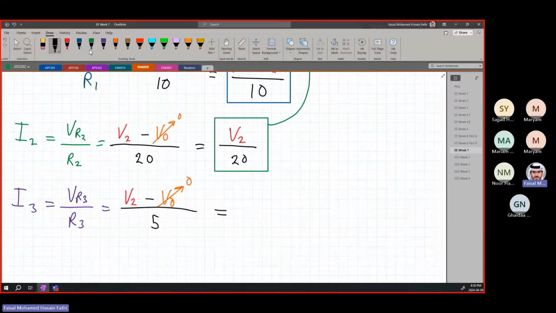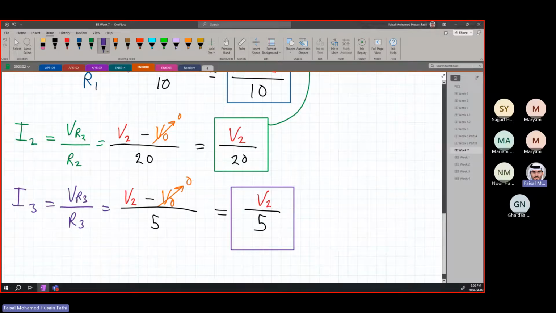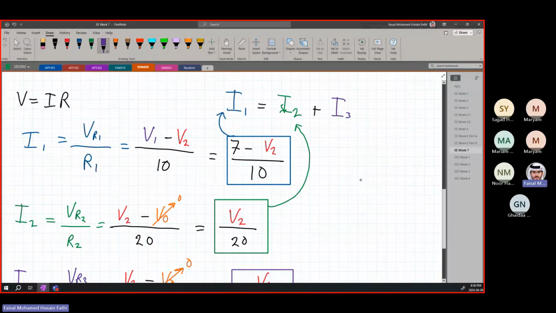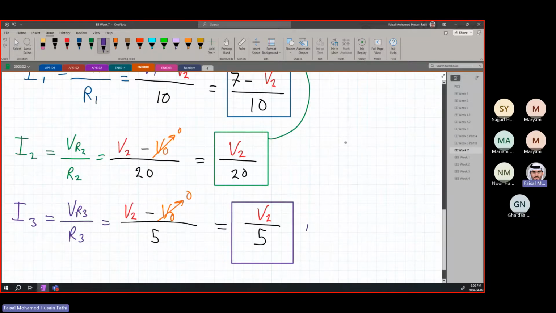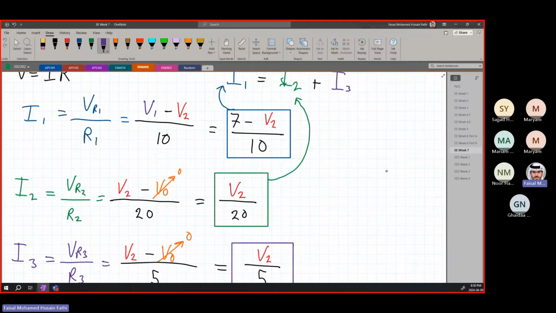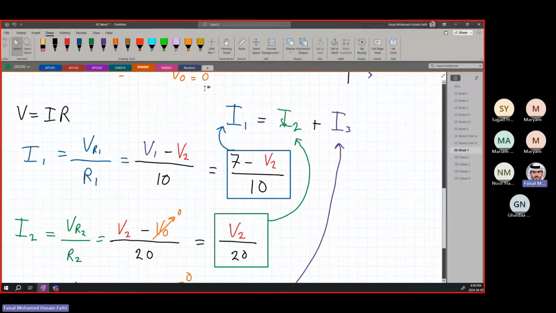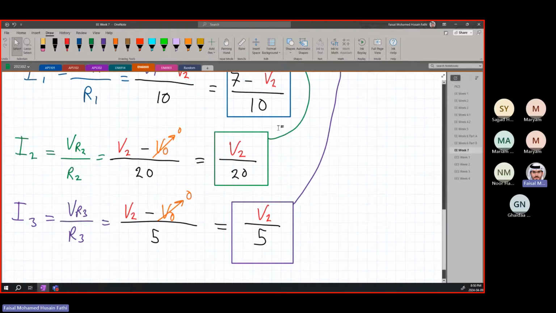And this is going to be equal to V2 divided by 5. This is going to be our I3. All right, and we will substitute this into our I3 in the equation above. So now let's rewrite this equation using the substitutions.